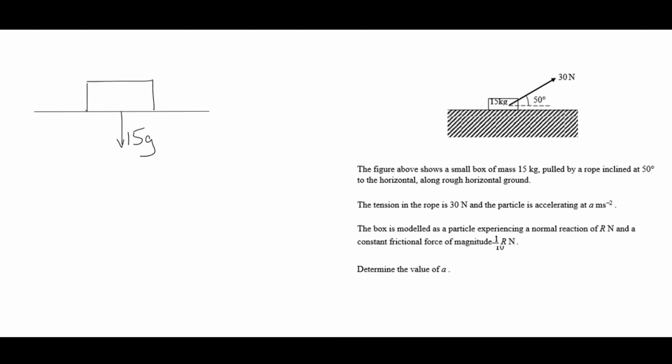So the weight of this box is 15g, and we know that if it's in contact with the ground, it's going to be producing a reaction force. So I've got that on the diagram. The driving force is coming from this rope that's angled at 50 degrees. The force in the rope is 30 newtons, and because it's a diagonal force, I can consider its components. So the angle here is 50 degrees, which means the horizontal component is going to be 30 cosine 50, and the vertical component going up is going to be 30 sine 50. Okay, so these are going to be used in the calculations.